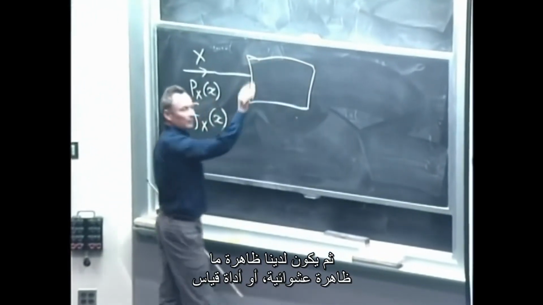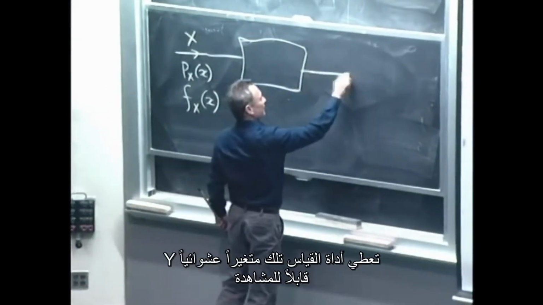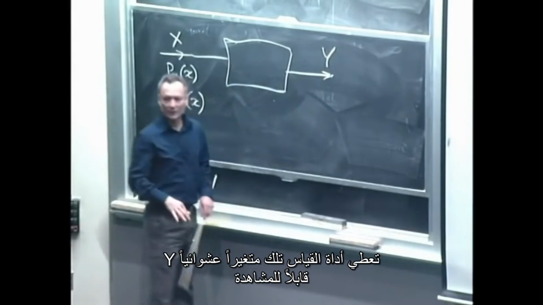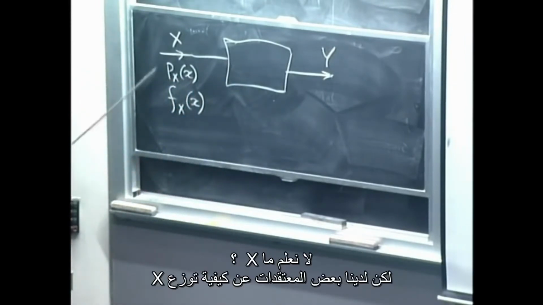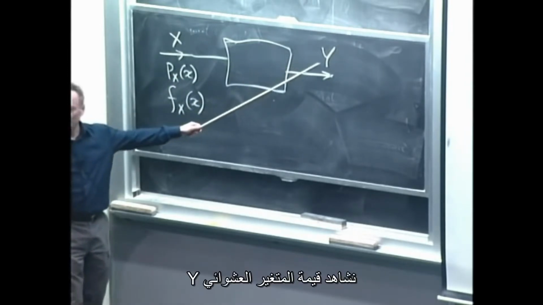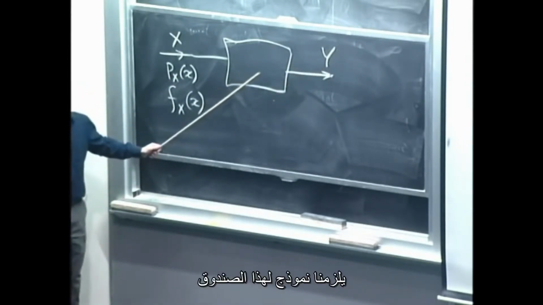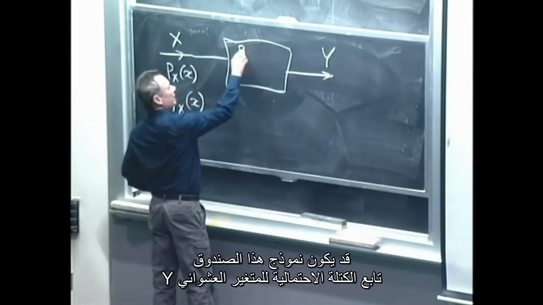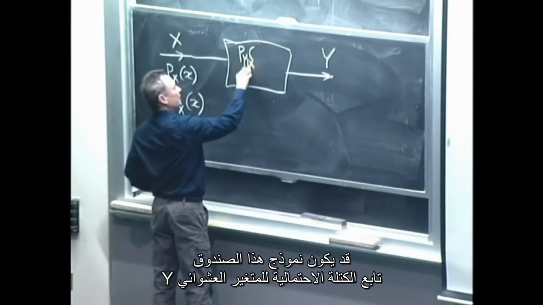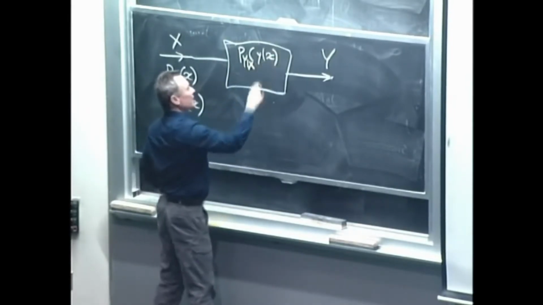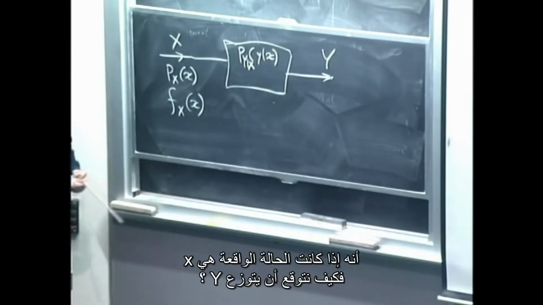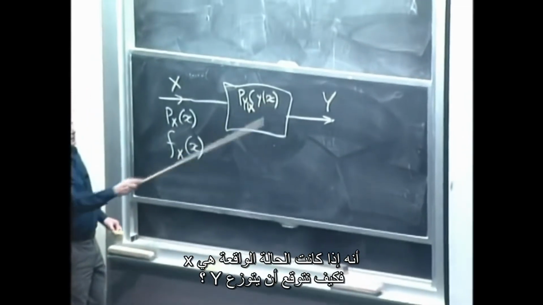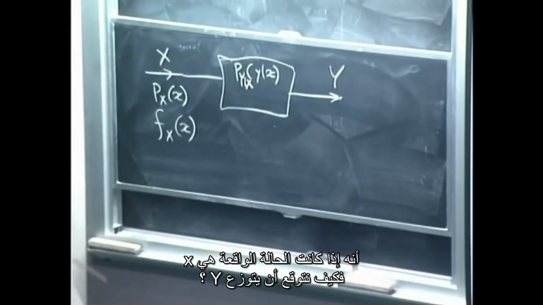Then we have some noisy phenomenon, or some measuring device, and that measuring device produces observable random variables, Y. We don't know what X is, but we have some beliefs about how X is distributed. We observe a random variable Y. We need a model of this box, and the model of that box is going to be either a PMF for the random variable Y, and that model tells us if the true state of the world is X, how do we expect Y to be distributed?